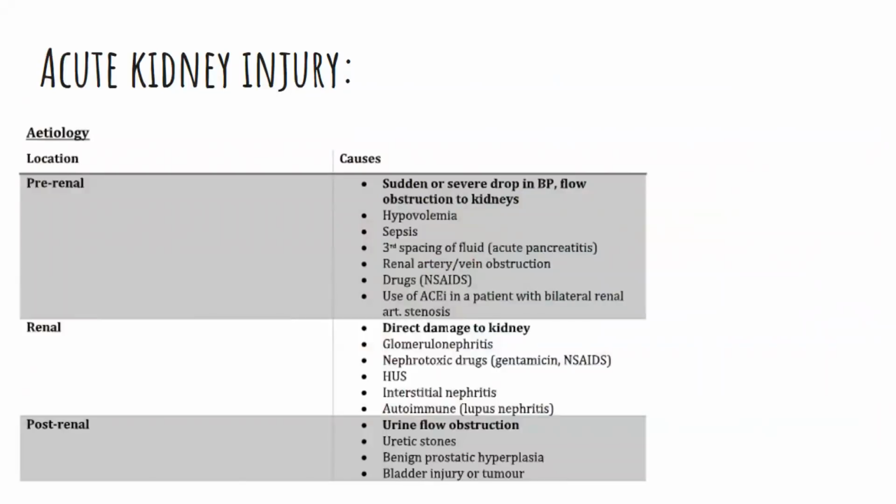Then, running through acute kidney injury, there are 3 ways that it can happen, based on where it affects the kidney: pre-renal, renal, and post-renal. For pre-renal, the only thing to remember is low pressure, low volume, low perfusion. Renal is direct damage to your kidneys, so drugs, glomerulonephritis, and interstitial nephritis. Post-renal is all about either a bladder injury, prostate cancer, or a stone that's causing a block.